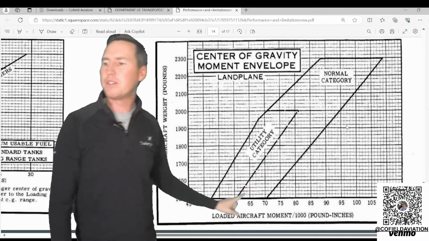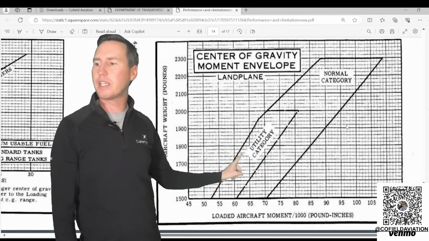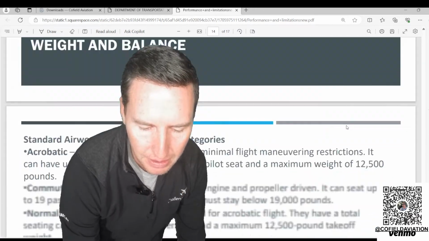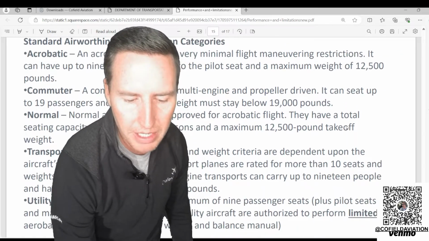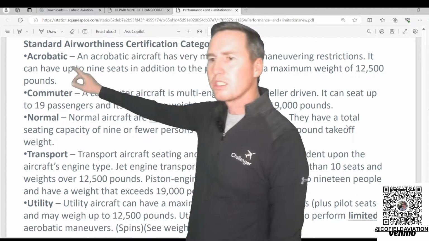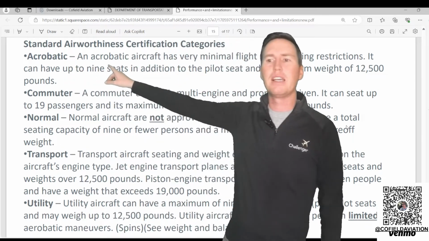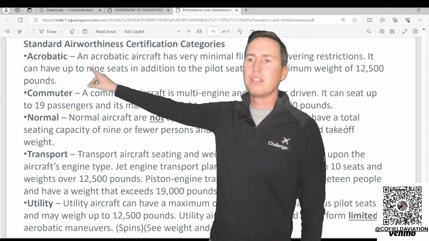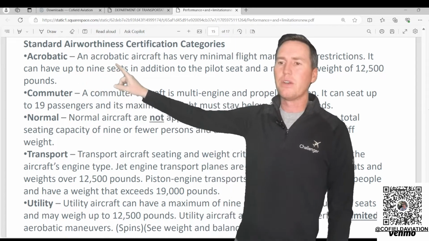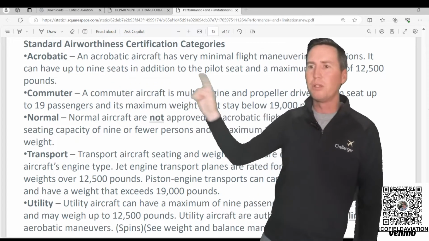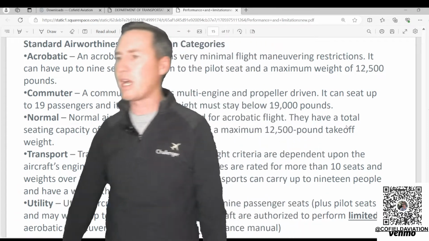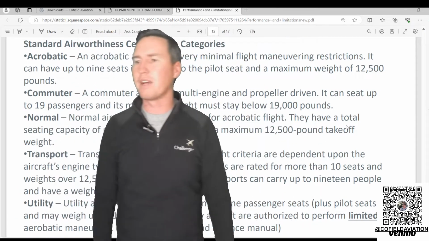All right. So now if you see, we have two different envelopes. We have a utility category. We have a normal category. So let's talk about what the difference is. So here are the standard airworthiness certification categories. We're going to start off with acrobatic category. I used to have a Citabria. It was certified in the acrobatic category. So acrobatic aircraft has very minimal flight maneuvering restrictions. It can have up to 9 seats in addition to the pilot and a maximum weight of 12,500 pounds.